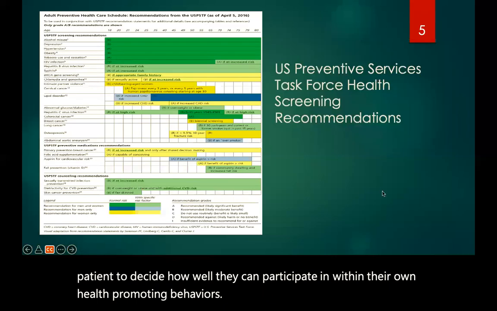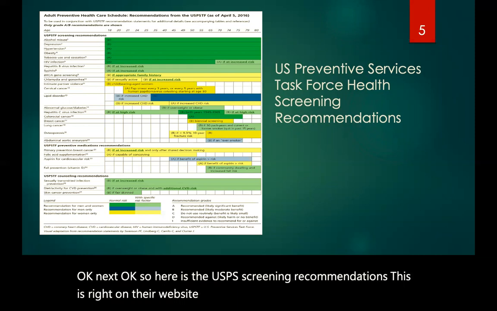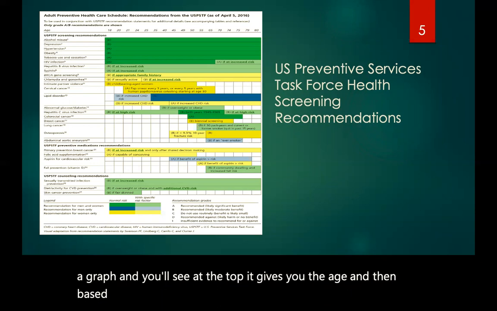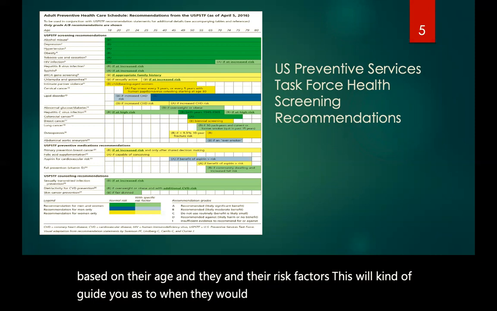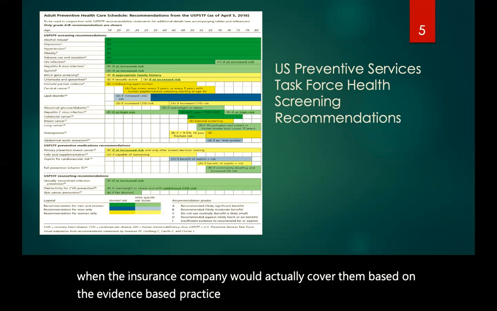Okay, next. So here are the USPSTF screening recommendations. This is right on their website. You can go to the website and it's literally a graph, and you'll see at the top it gives you the age, and then based on their age and their risk factors, this will guide you as to when they would be appropriate to screen and when the insurance company would actually cover them based on the evidence-based practice of these particular guidelines.